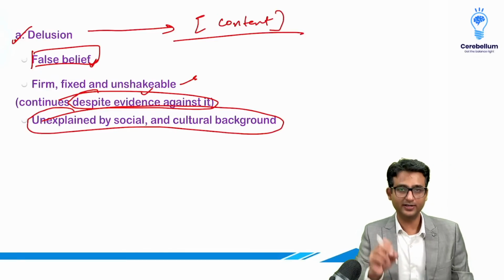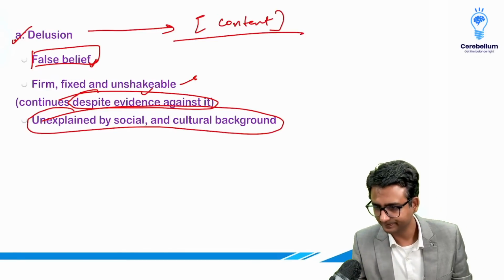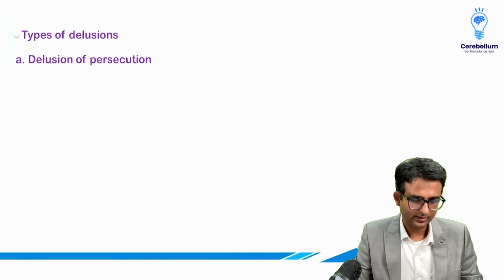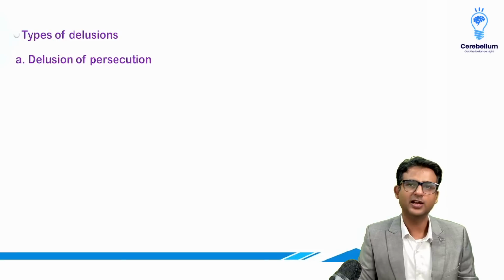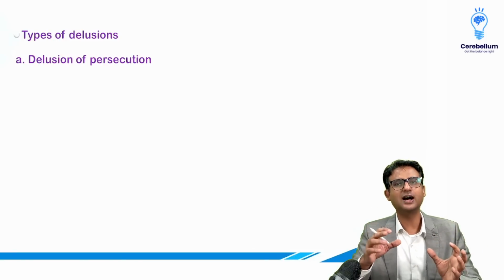Content of thought. Delusion is a disorder of content of thought. Has been asked multiple times. Types of delusion. Common question, important question. There are many types. We'll focus on those which are asked in the exams.